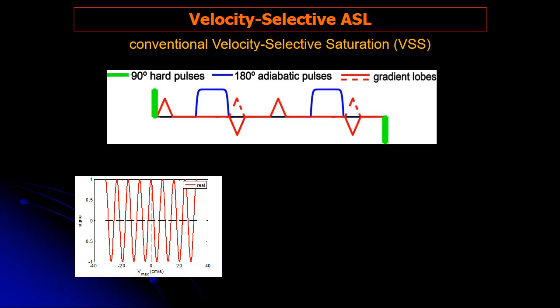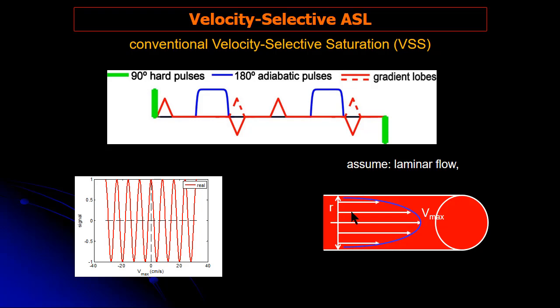Conventional velocity selective sequence starts with a 90-degree hard pulse, and then a pair of adiabatic refocusing pulses surrounded by bipolar gradients to encode the velocity information, and then it will be tipped back by a 90-degree pulse. So the phase modulation on the transverse plane will generate a cosine modulation of the velocity on the Z magnetization at the end of this pulse train.